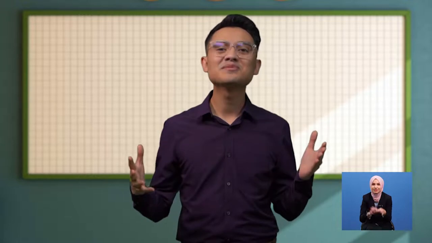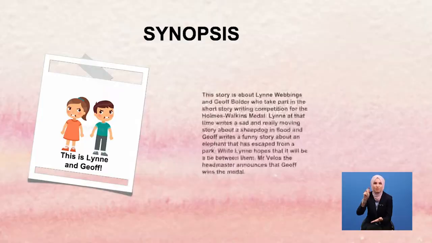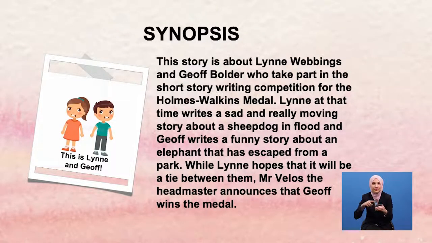I have a synopsis of the story. Let's read it together. While reading, I want you to take note of the names of the characters, setting, and plot. This story is about Lynn Webbings and Joss Boulder, who take part in the short story writing competition for the Holmes Watkins Medal. Lynn writes a sad and really moving story about a sheepdog in flood, and Joss writes a funny story about an elephant that has escaped from a park.